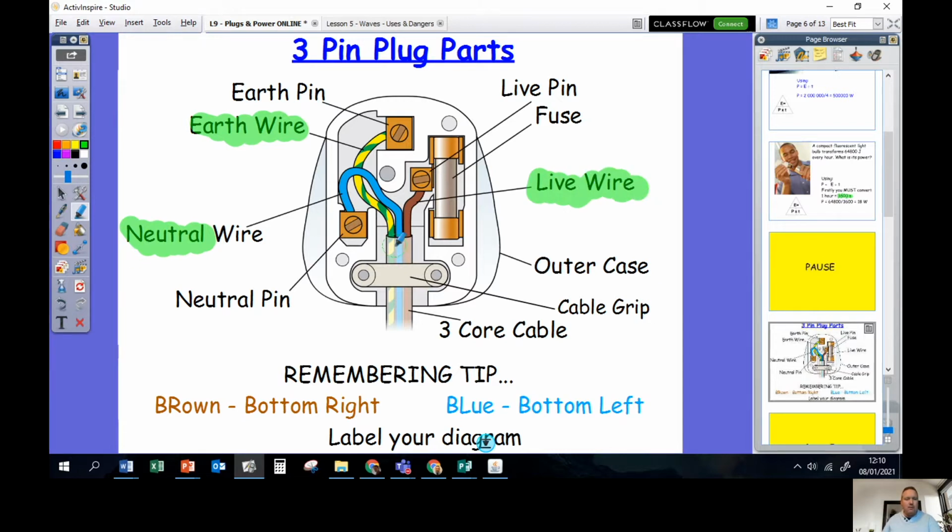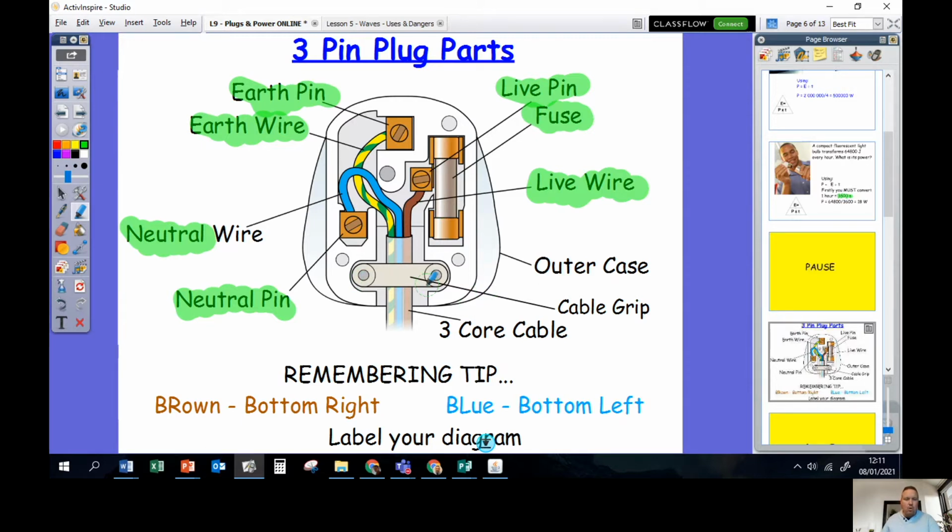So I've got a neutral wire, blue, earth wire, yellow and green, and a live wire, which is brown. 3 wires in those, and they're each connected to one of the metal pins that sticks out the back of the plug. So the neutral pin, the earth pin, and the live pin. I can see there's a couple of extra features in the plug. For example, the live wire is connected to a fuse, little cylinder there connected to the live wire.